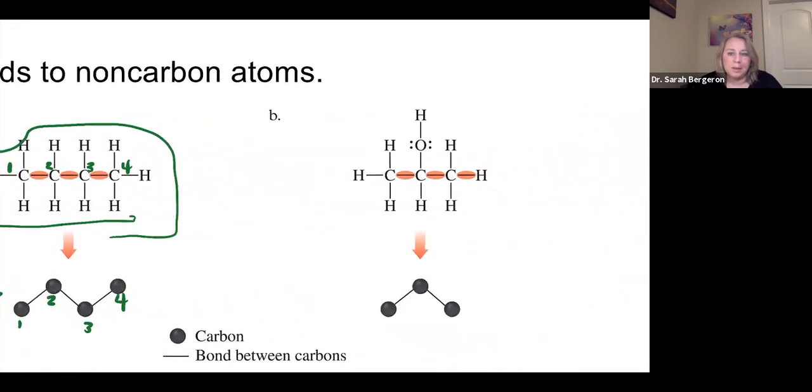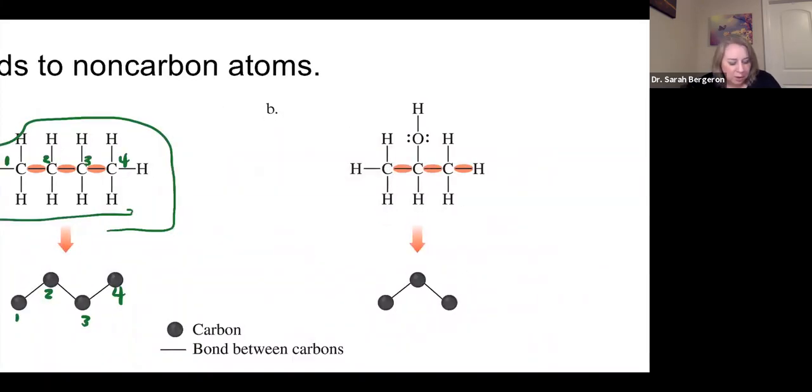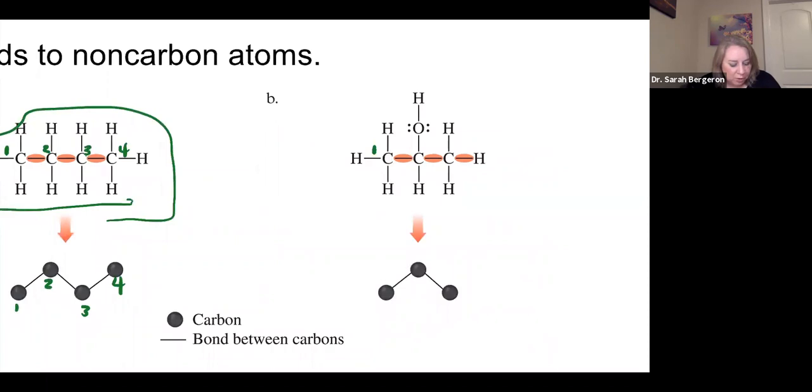Here's another example. Whoa. And so here I'm going to look and I have 1, 2, 3 carbons, right? But what you really need to pay attention to is I have this extra group right here, this OH group.